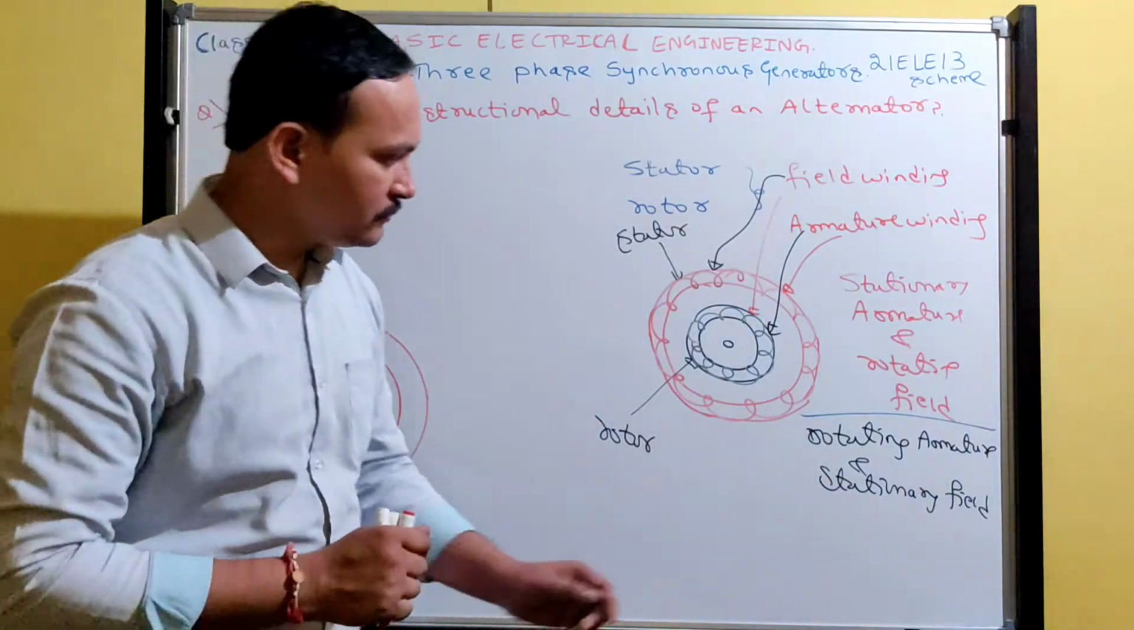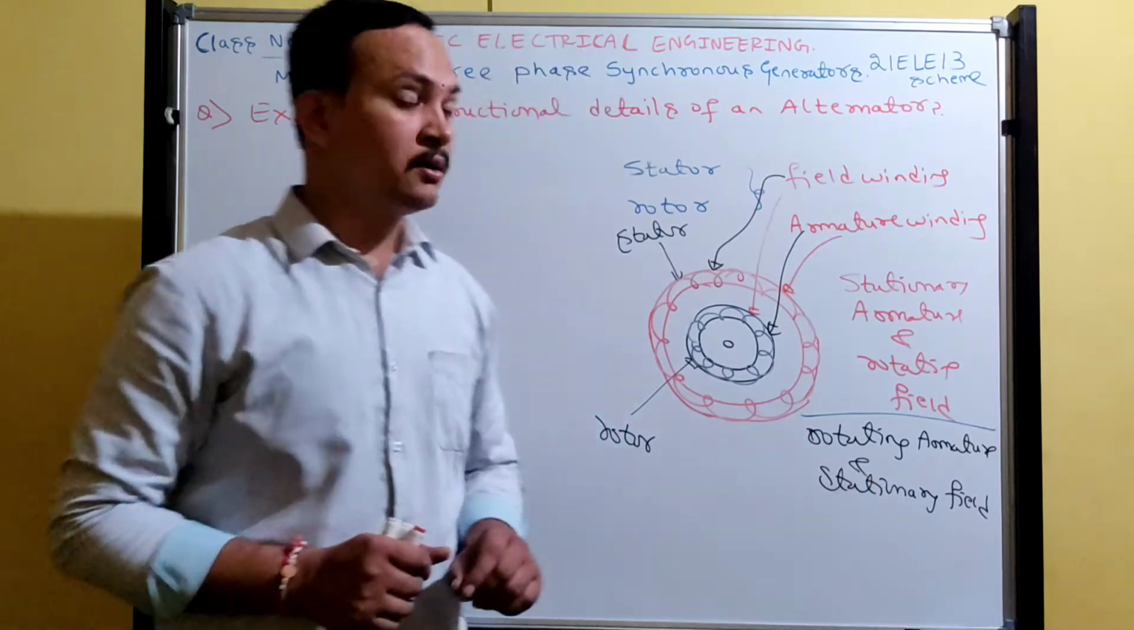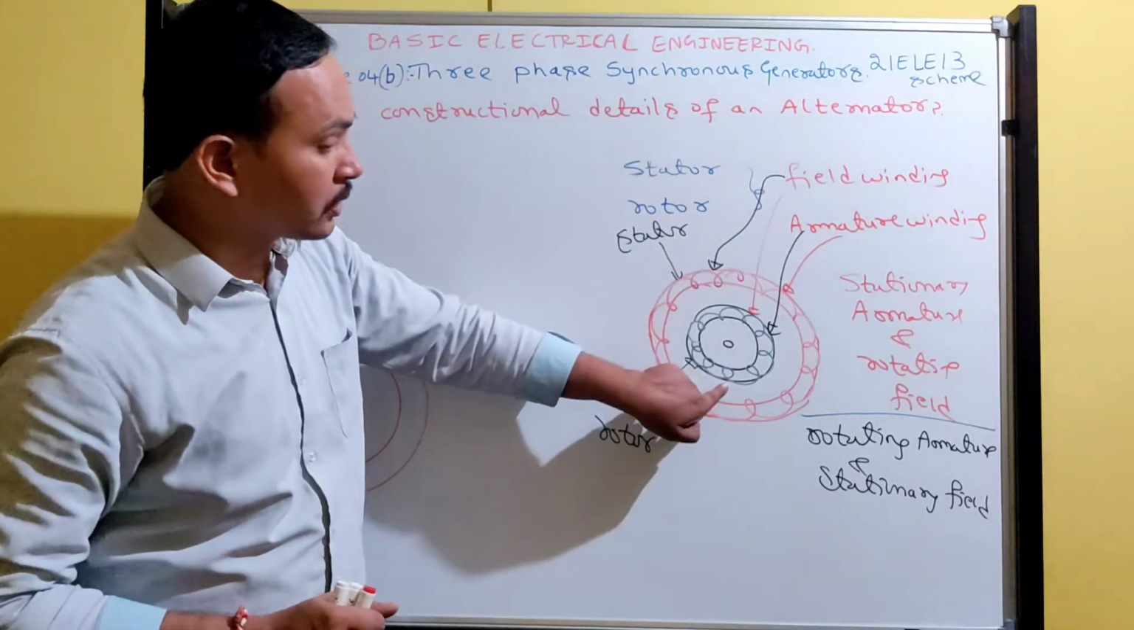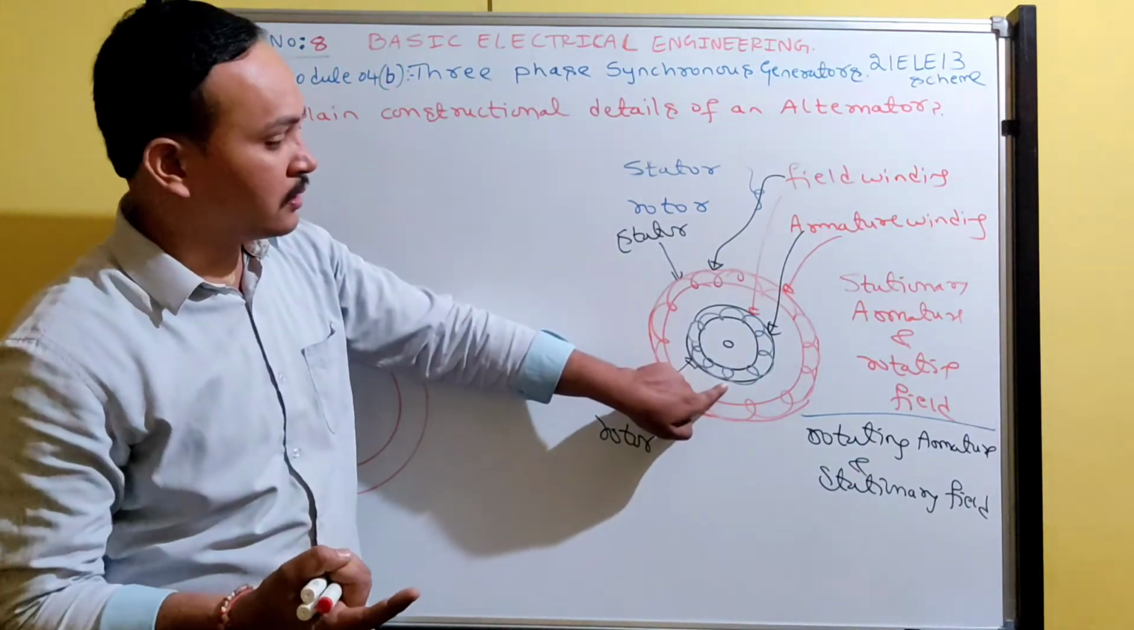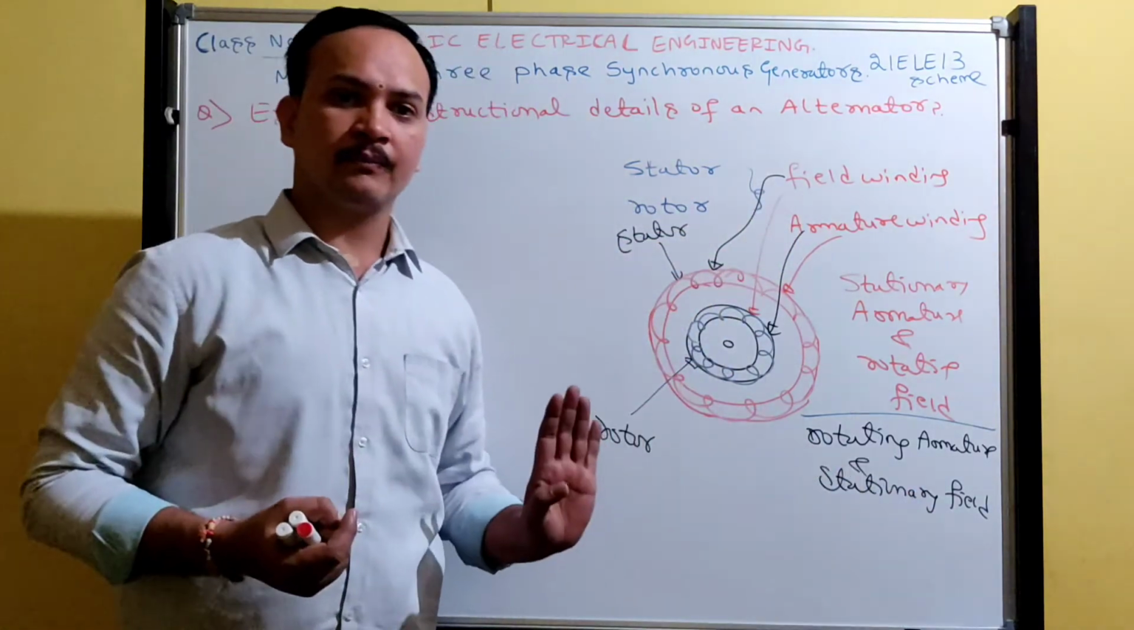Got it? Next, rotating armature and stationary field. Now I am putting the armature winding in the rotor, so it becomes a rotating armature. If I put the field winding in the stator, it becomes a stationary field.